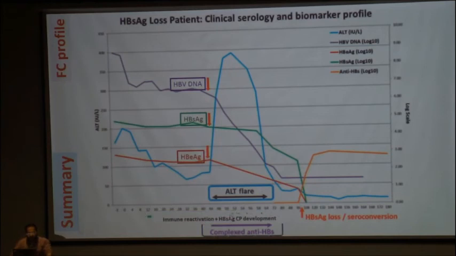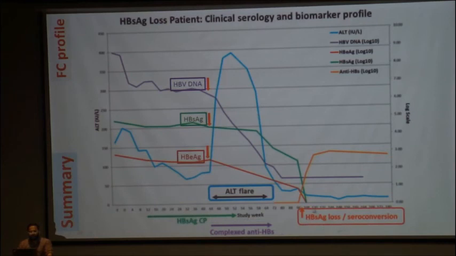This immune reactivation and HBsAg clearance profile development is followed by development of anti-HBs and HBsAg complex formation, which overlaps in duration with the ALT flare, which is followed by HBsAg loss or seroconversion. Seroconversion may be present or not in functional cure, with anti-HBs status positive.